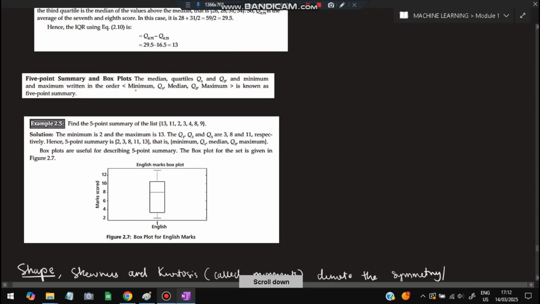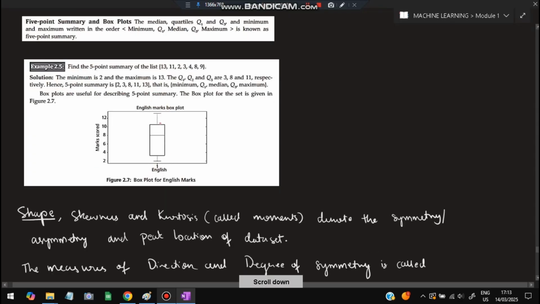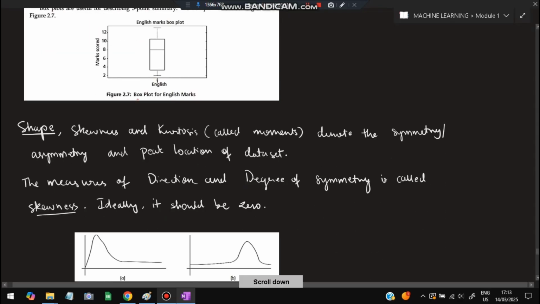Okay, and if we represent the minimum, Q1, which means quartile 1, quartile 3, the median, and the maximum values in a single place, we will get a 5-point summary box plot. Okay, this is a 5-point summary box plot.